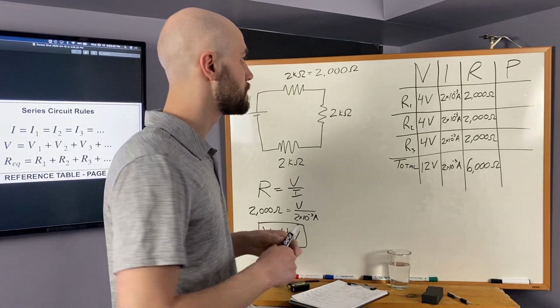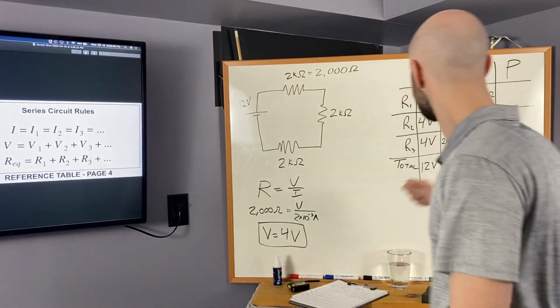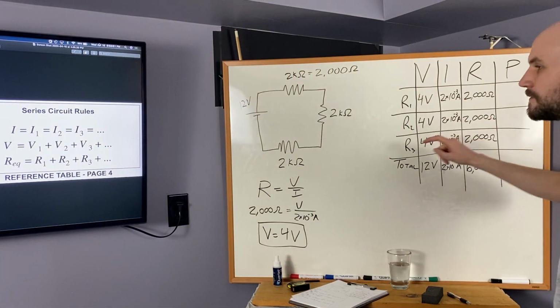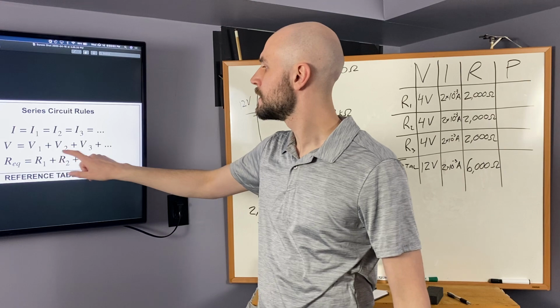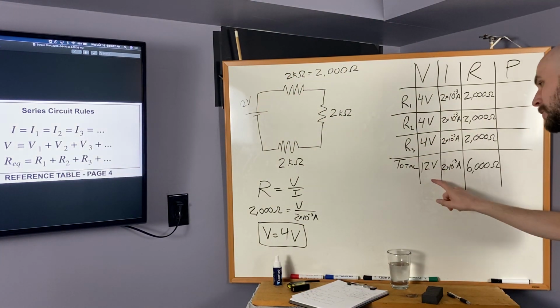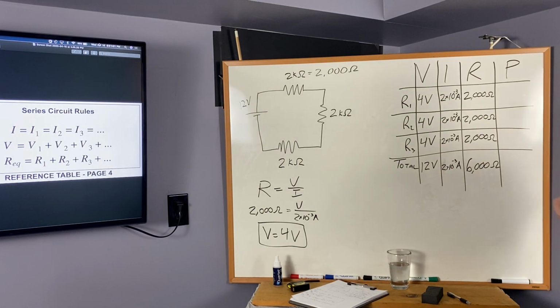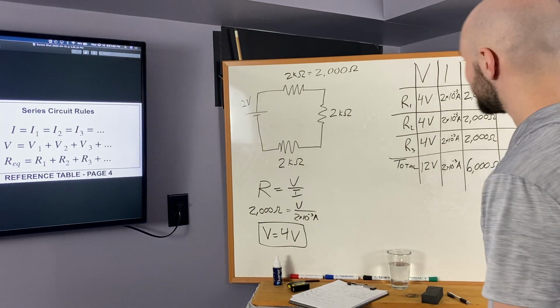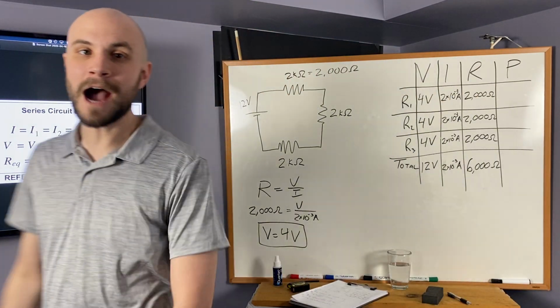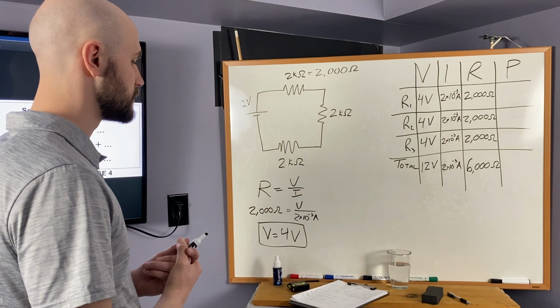It's very important. But something that does hold for all series circuits is, if we add up each one of the voltages, we should get our total voltage of 12 volts. 4, 8, 12, we got our total. All right, but what about that power, P? The power dissipated by each one of the resistors.